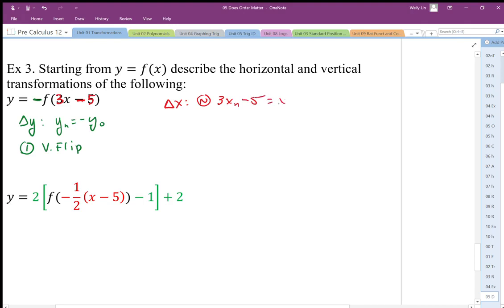So I'm just going to solve for this embedded x. So I get plus 5 first, and then divide by 3 last. So I'm going to shift first, compress last. And this is what I'm actually going to do, and this is what I'm going to describe. So it's going to be horizontal shift right 5 first, and then it's going to be a horizontal compression by 3 or by 1/3. Compression by 3 or compression by 1/3 means the same thing.